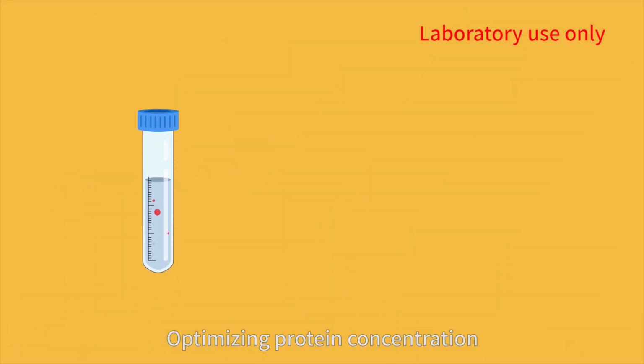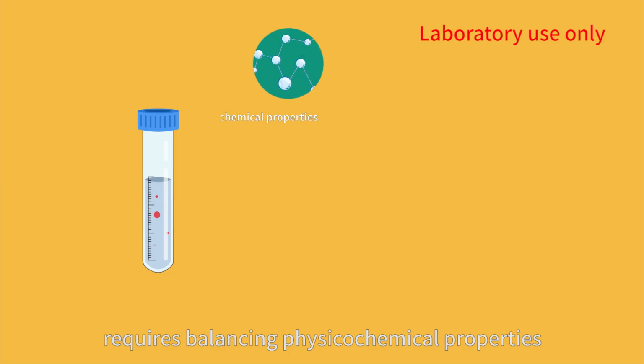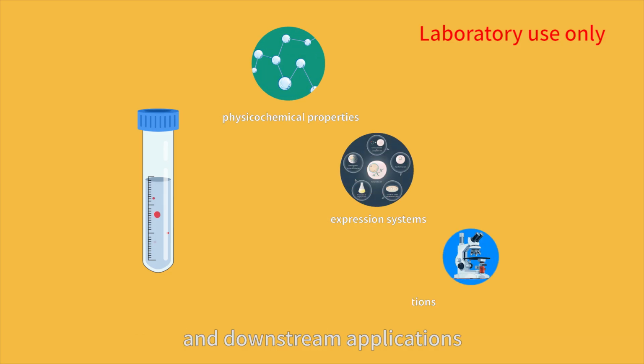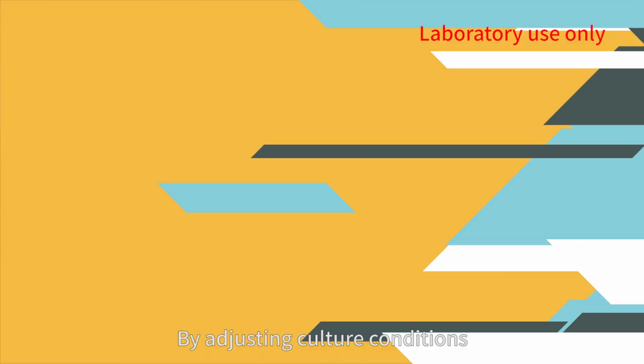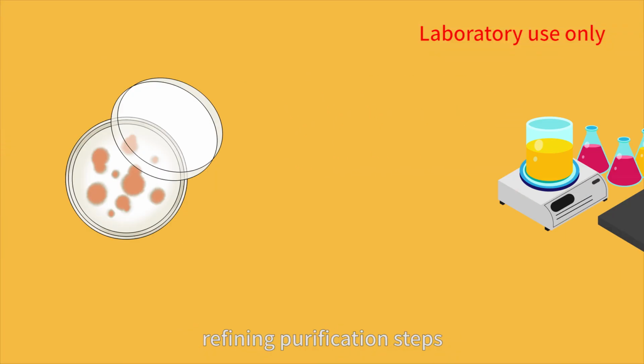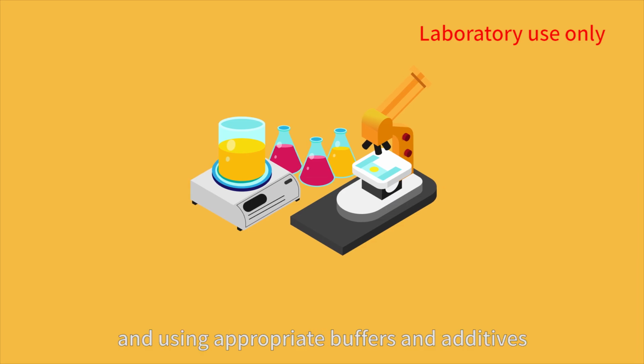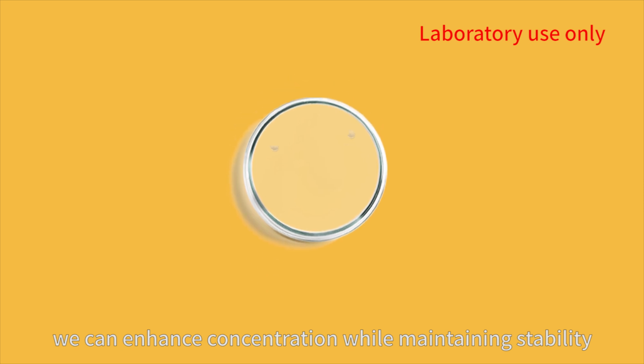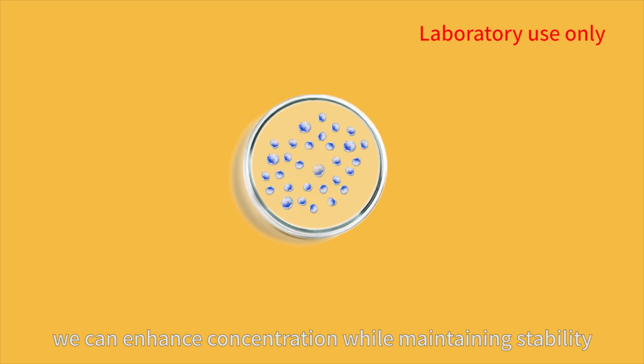Optimizing protein concentration requires balancing physicochemical properties, expression systems, and downstream applications. By adjusting culture conditions, refining purification steps, and using appropriate buffers and additives, we can enhance concentration while maintaining stability.